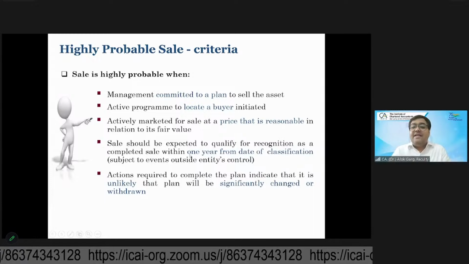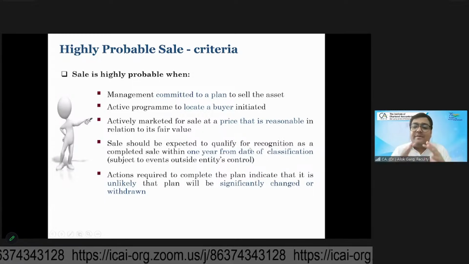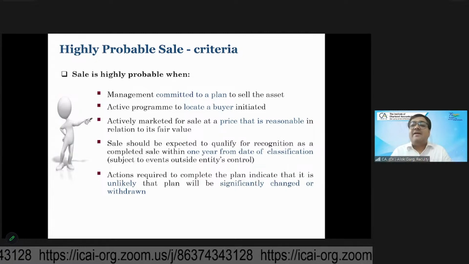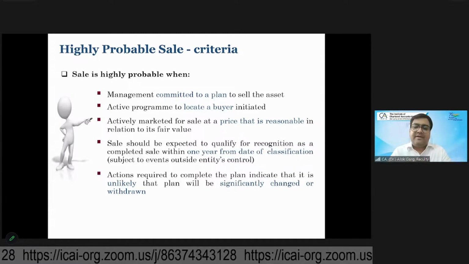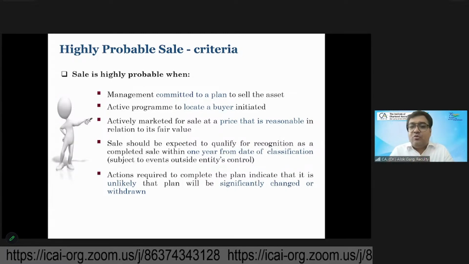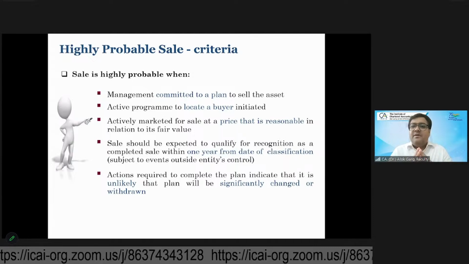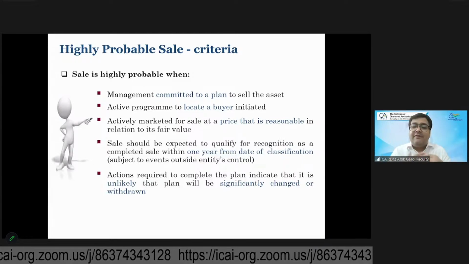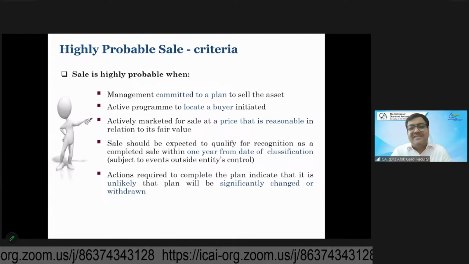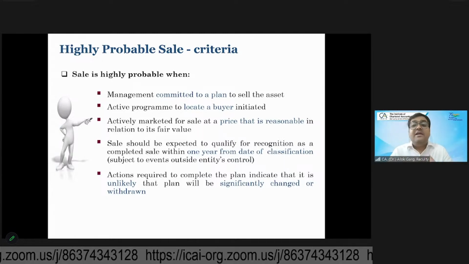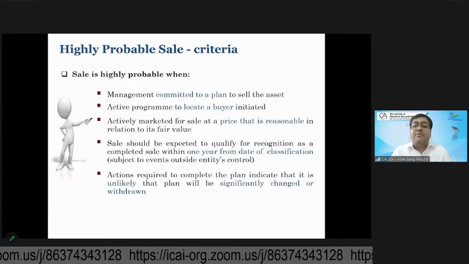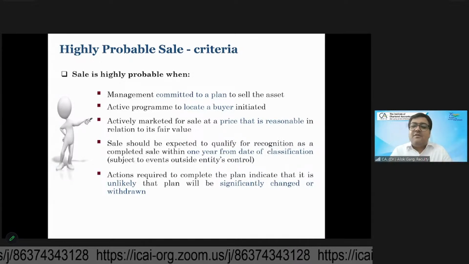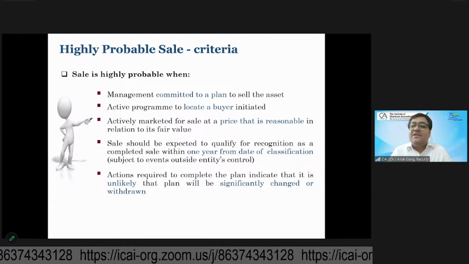And the sale should be expected to qualify as a completed sale within 1 year, subject to events outside the entity's control, right? So even if the sale does not complete within 1 year, if it extends beyond 1 year, it will still be classified as held for sale. Still it will be considered that the sale is highly probable if the extension of the period is not within the control of the entity.